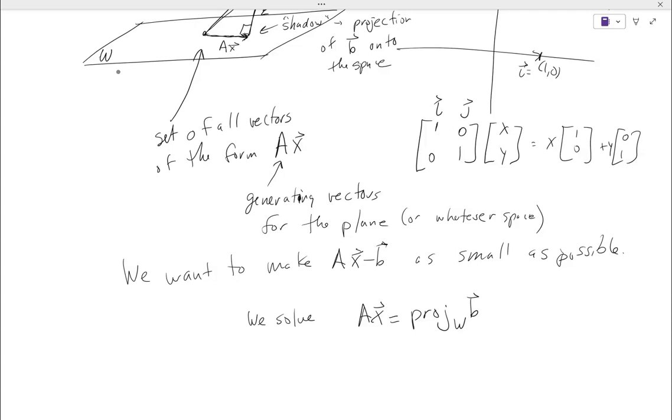Now again, there are ways that you can find that projection directly. We don't want to do that. We're going to be clever. We like being clever. So to be clever, we're going to take b minus both sides here.